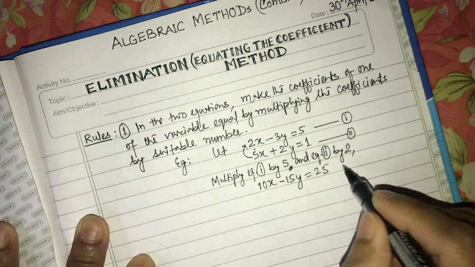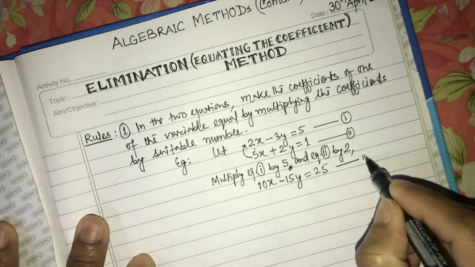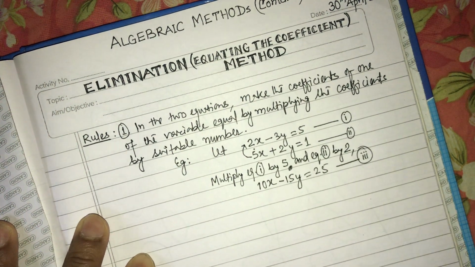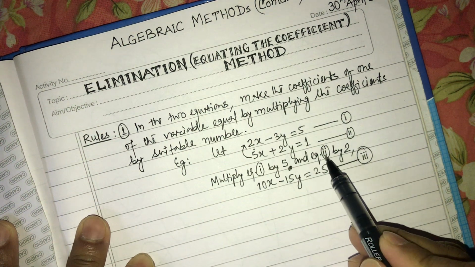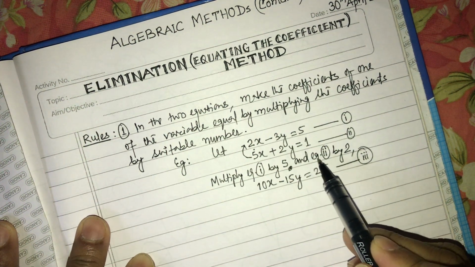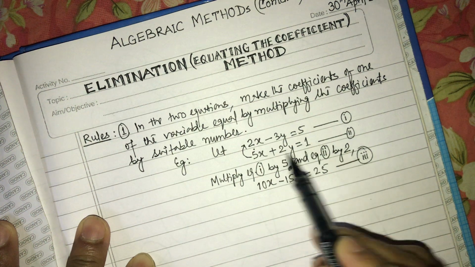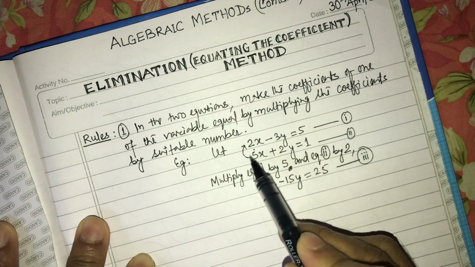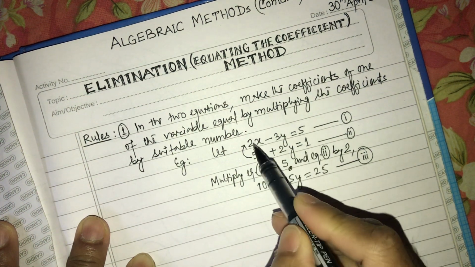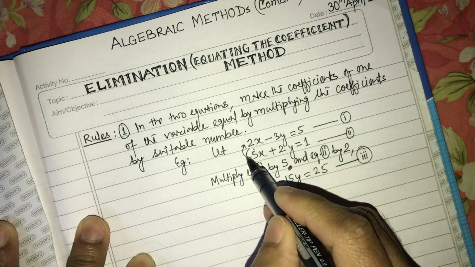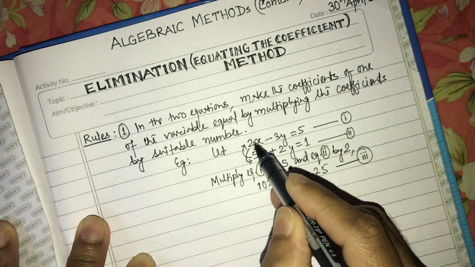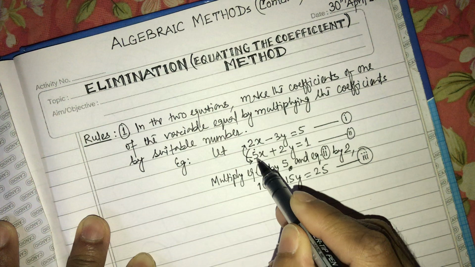So I can mark this as equation number 3. Now same thing we'll do with equation 2. Equation 2, we will multiply equation 2 by 2. Okay, so equation 2 is this. Here I will multiply this entire equation 2 by this 2. This 2 will multiply all the terms.